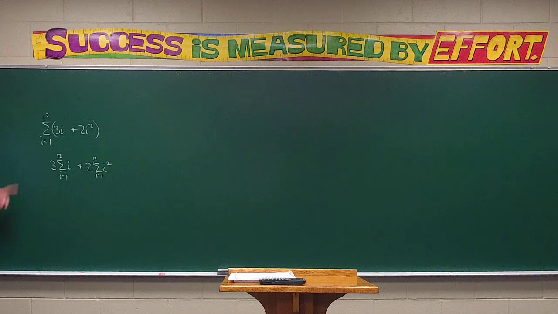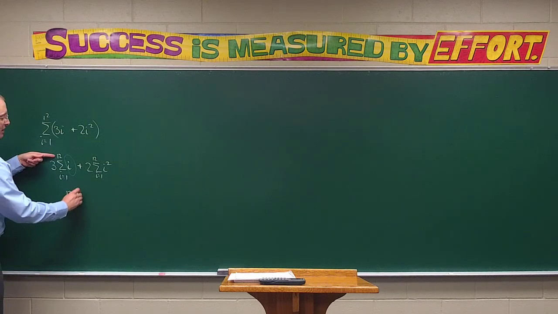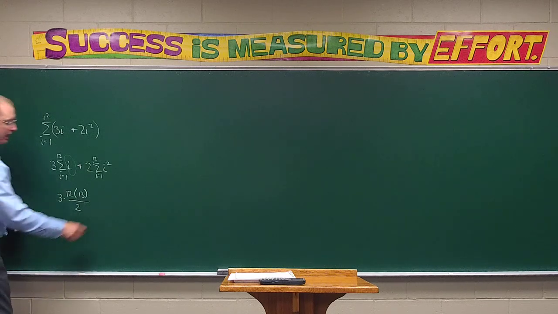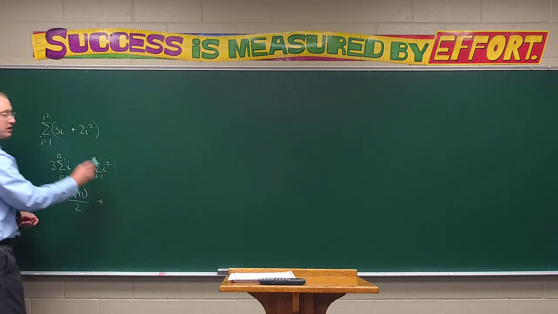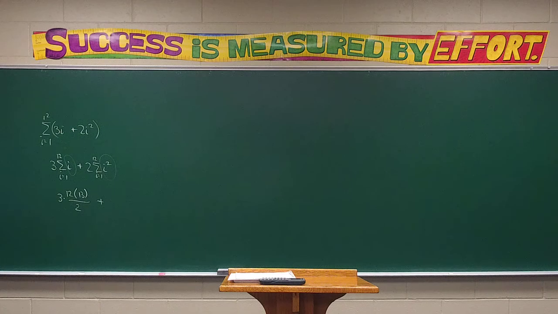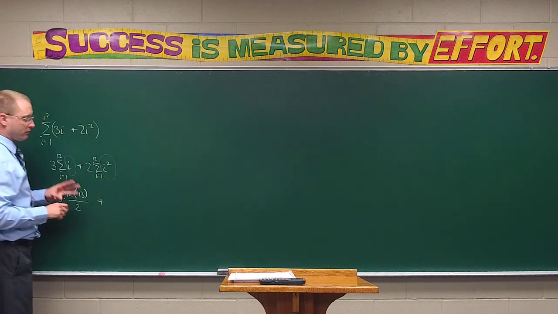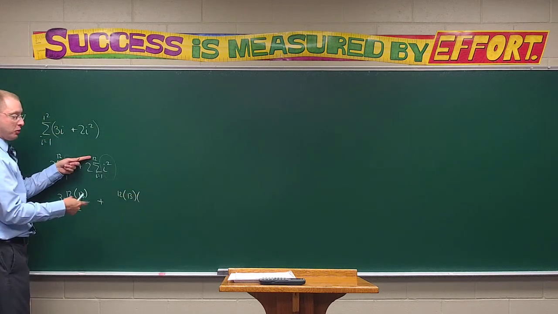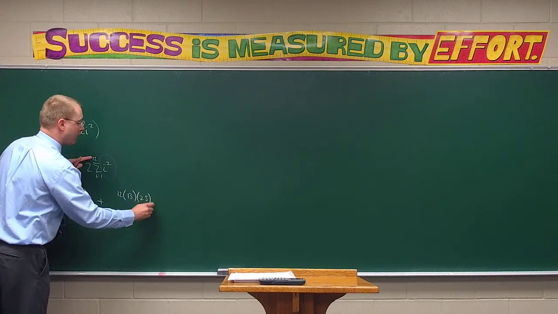All right, and so we're going to take a series of i, and what is my formula for a series of i, class? N times n plus 1 all over 2. Good. Of course, we also have this 3 that needs to be multiplied. And then what's the formula for the series of i squared, Brandon? N times n plus 1 times 2n plus 1 over 6. Good, so n times n plus 1 times 2n plus 1, 24 plus 1, 25, all over 6.